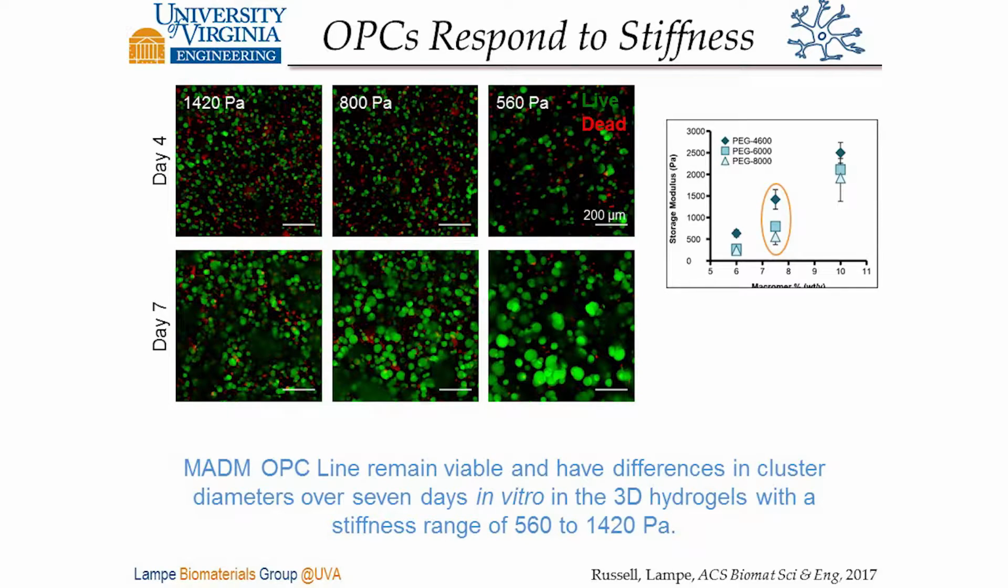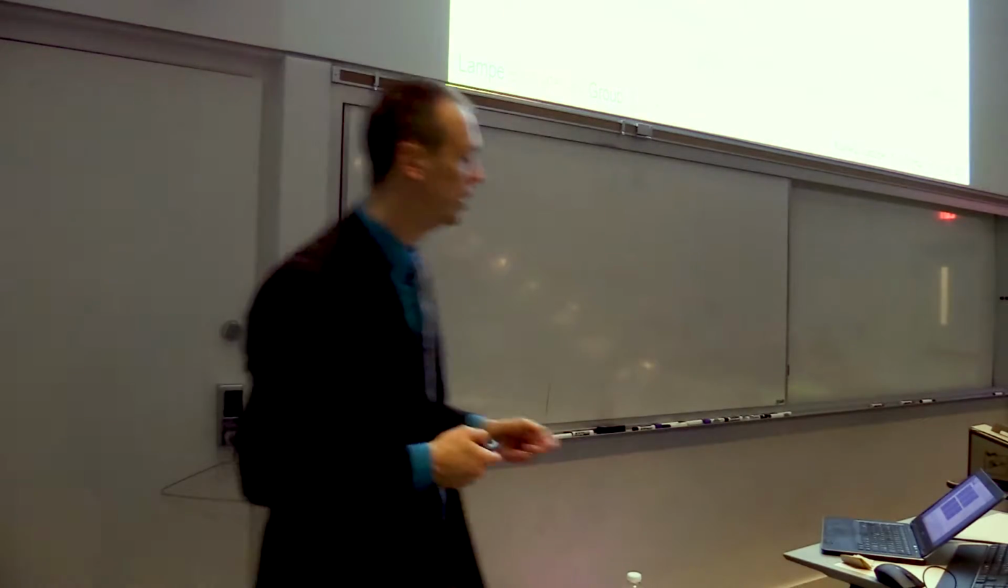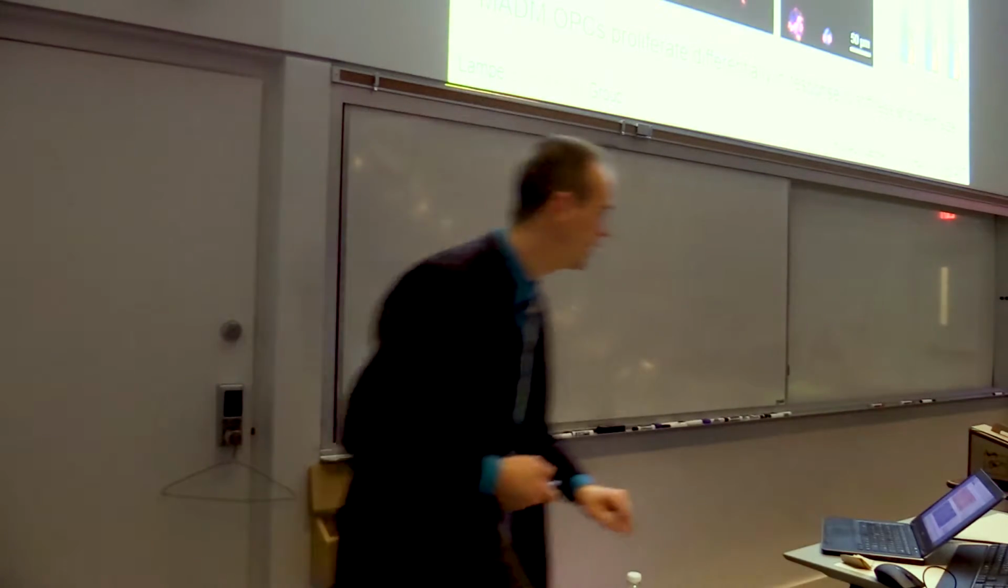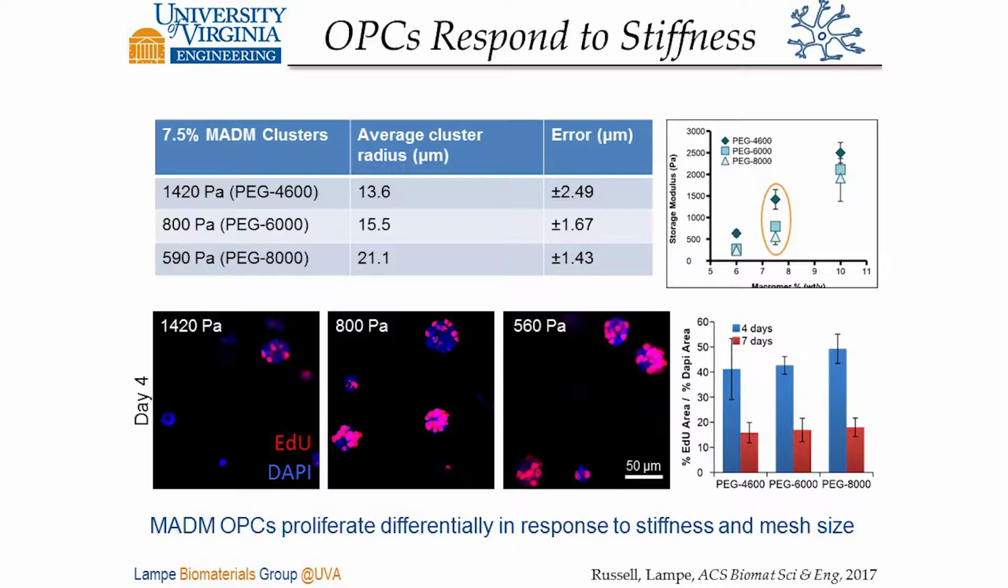So we have a live dead stain here. On day 4, lots of big clusters, right? And the least stiff hydrogel has the most big clusters, right? And we quantify that here, right? So the least stiff hydrogel, bigger average radius of our clusters.